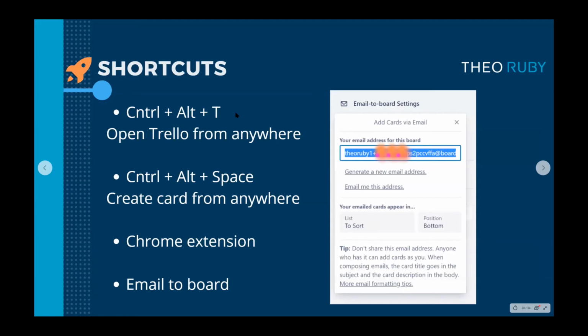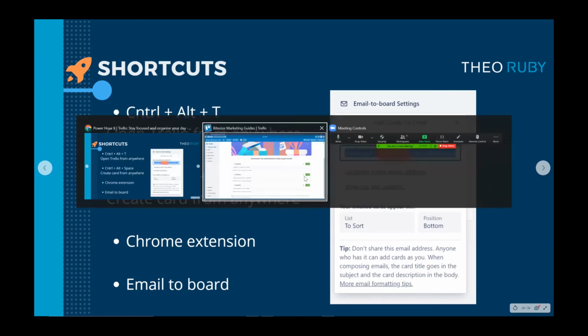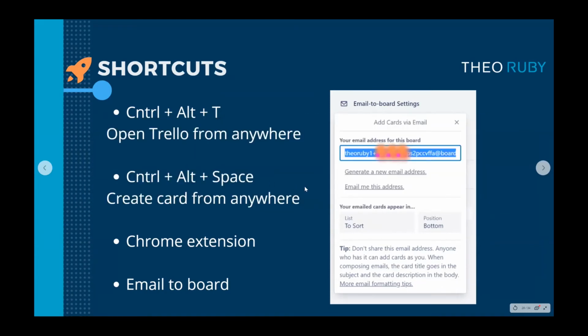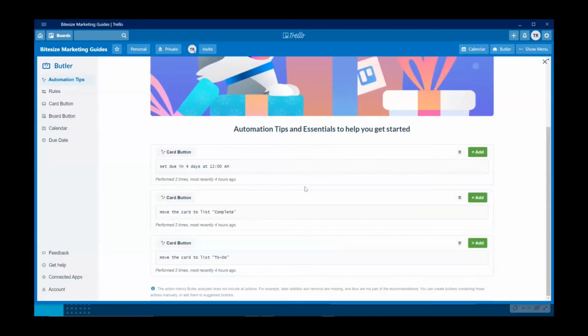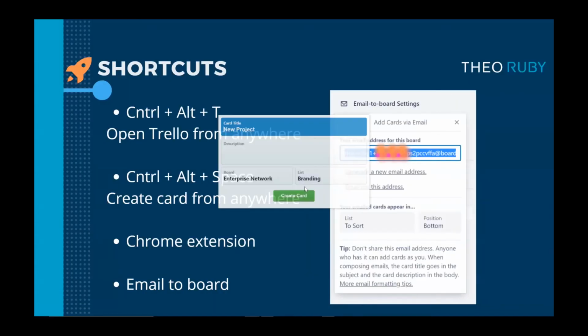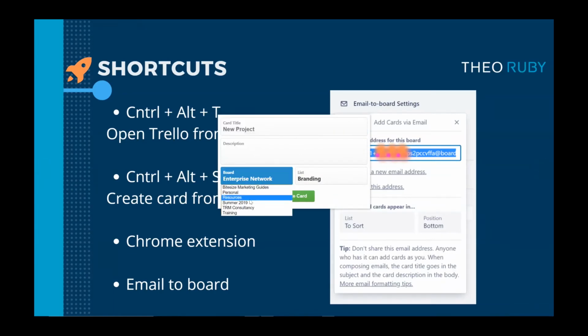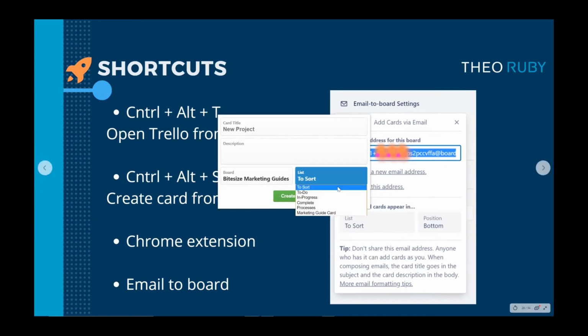And then, yeah, shortcuts. I don't know if any of you are happy using Control C, Control V, and happy to use shortcuts. Anywhere on your computer, if you're on a browser or anything at all, you can press Control, Alt, and T together to open Trello, and then Control, Alt, and Space to create a card. So if I now go back, Control, Alt, and T will just bring up Trello straight away. And Control, Alt, and Space will give you this quick view for a card. So you can just type in the title, the description, pick the board that you want, and then pick the list that you want.